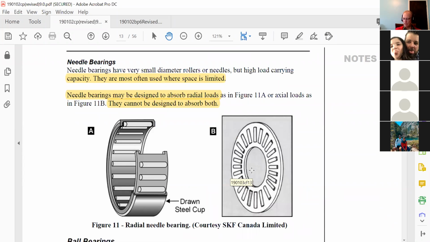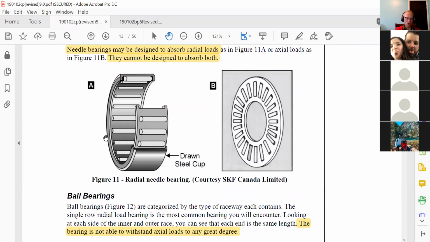Needle bearings can be designed in a couple different ways. They can be designed to handle axial loads or radial loads, but not both. So this picture A here, has anyone ever seen something like this before or similar to it?